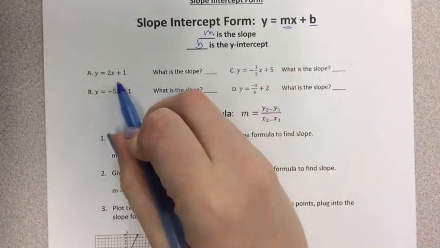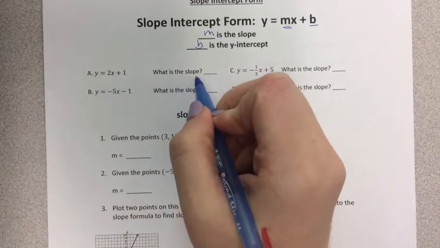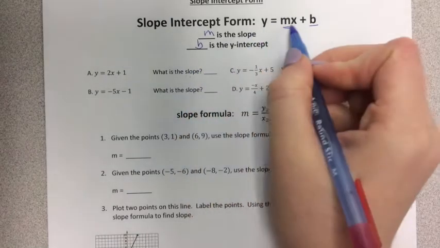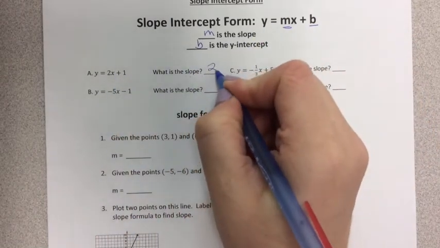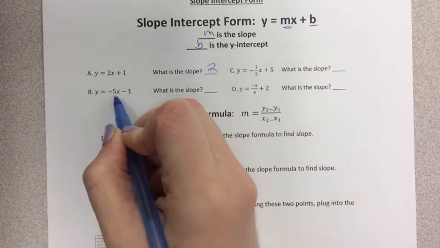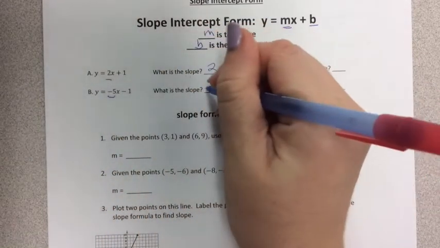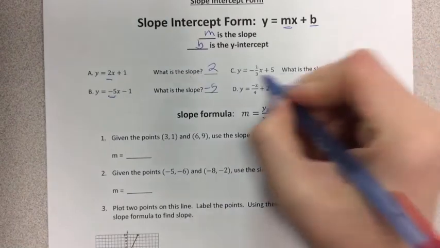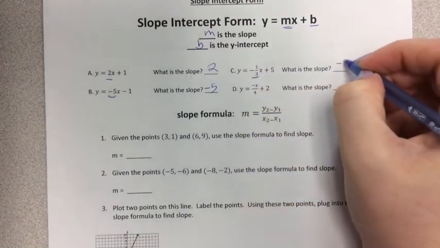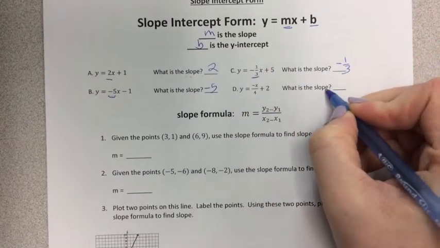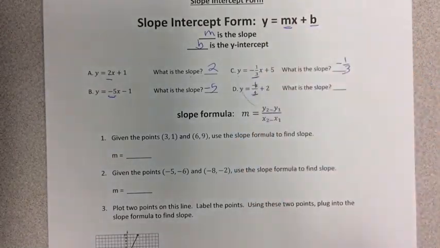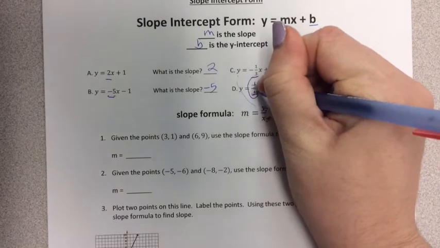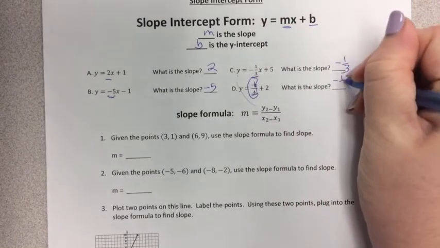So if I look at this example, it asks what is the slope? The slope is the number in front of x when solved for y, so it has to be 2. Here would be -5. Here the slope is -1/3. And here the slope is, we can stick a 1 in front, and then our slope is -1/4.